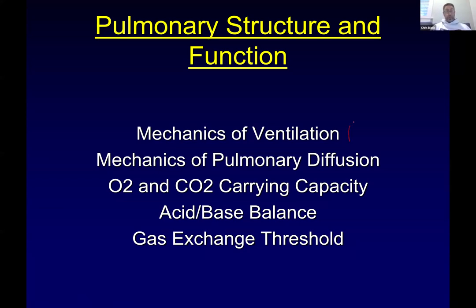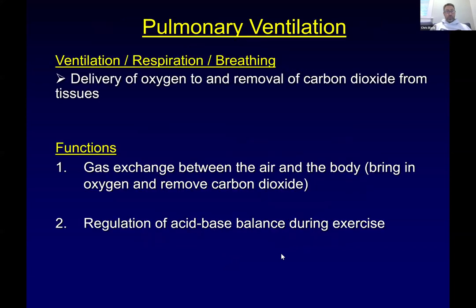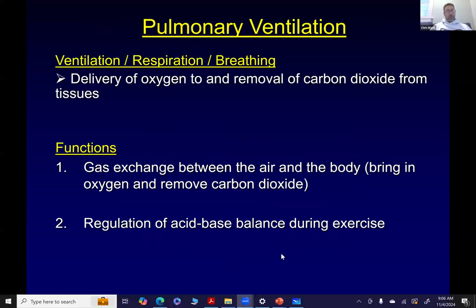We're going to talk about the mechanics of breathing, which we're going to call ventilation. We're going to talk about the mechanics of what we call pulmonary diffusion, which is very simply how we move oxygen and CO2 at the lungs, and then how we carry O2 and CO2 in our blood. We're going to talk a little bit about how we use the pulmonary system and our ability to carry CO2 in the blood to help us balance acidity. And then at the very end, we're going to talk about changes with exercise and something called the gas exchange threshold.